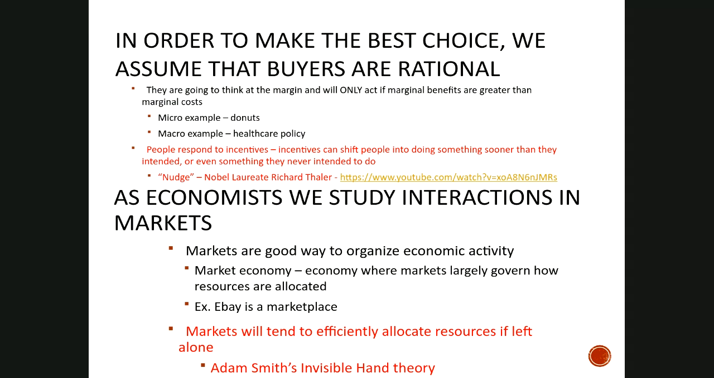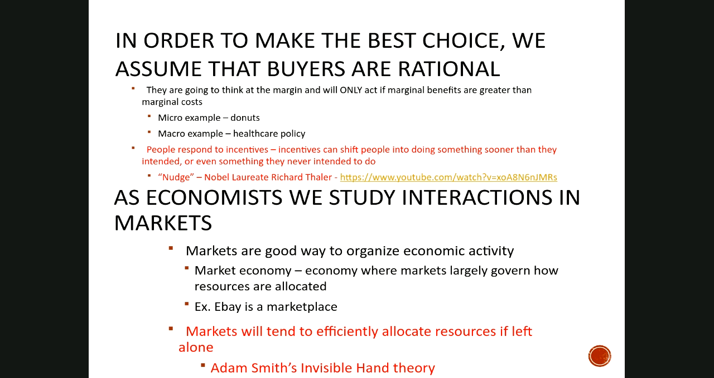In order to make the best choice, we assume that buyers are rational. Now, I want to clarify something here. When we say buyers are rational and individuals are rational, we're not saying they always make the best decision. What rational means is that based upon what you think is true, you make the decision you think is best for you given that. That doesn't mean you're always right. It just means that you make a decision in line with what you think will be best.